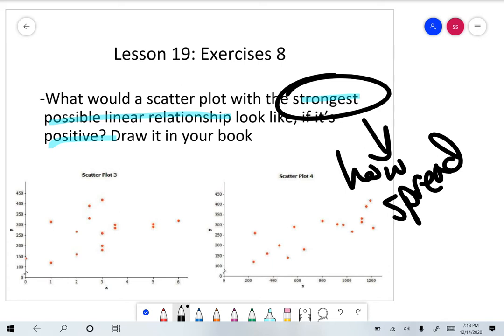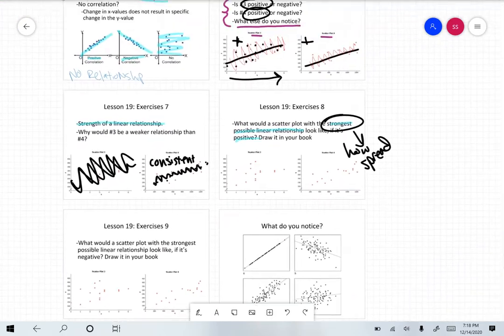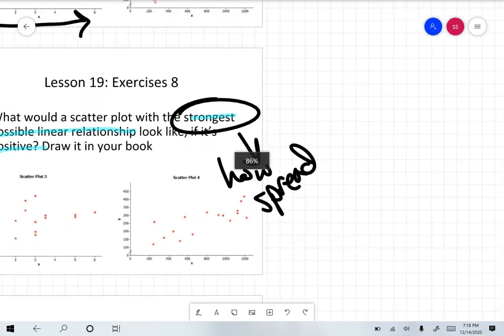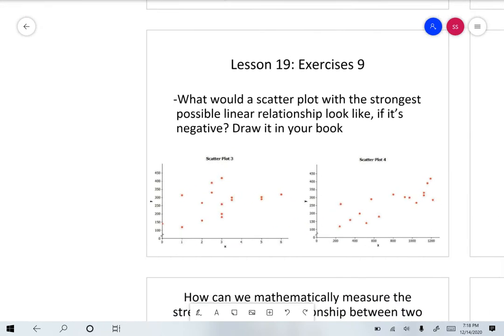So what would a scatter plot look like with the strongest possible positive linear relationship? I can't remember if I have an example of it. Nope. So actually, yes, I did. Okay, we'll get to it. So think about that for a minute and I'll answer it in just a moment. But think about this again. What would a scatter plot look like that has the strongest possible linear relationship, but it's negative this time? So maybe sketch that out too.